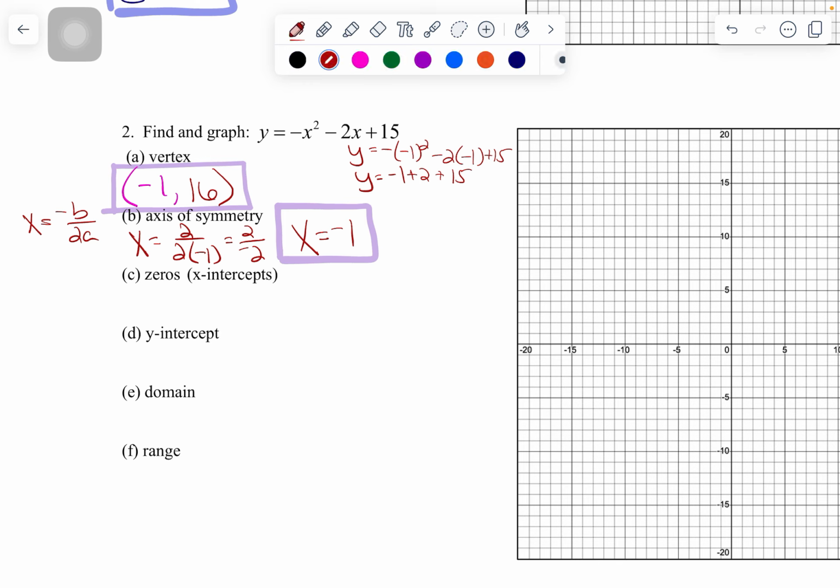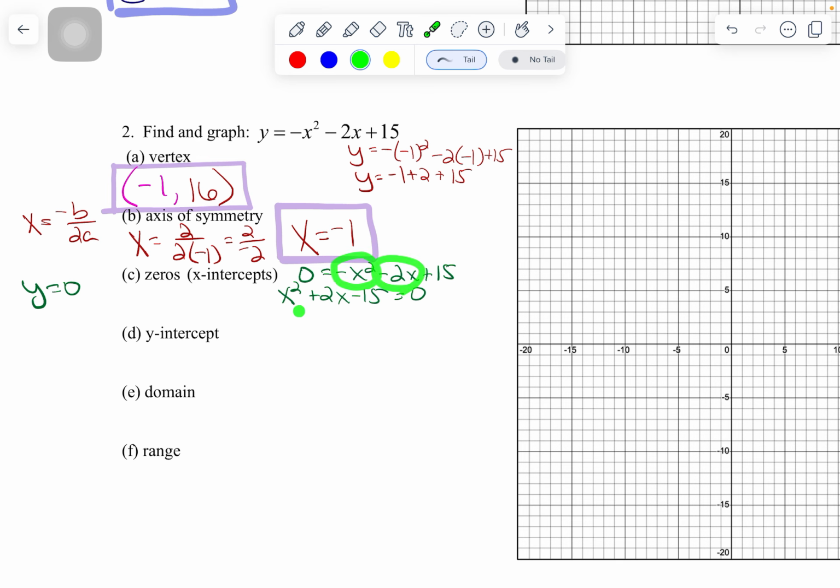Let's talk about my zeros, my x-intercepts. All right, so to find the x-intercepts, we're going to make y equal to 0. So 0 equals -x squared minus 2x plus 15. I'm not a huge fan of the negative here. In prior videos, I moved everything to the left side to make it positive, so that's exactly what I'm going to do here. When you do that movement, all of your terms change sign. So the x squared that was negative and the 2x that was negative are now becoming positive, and the 15 that was positive becomes negative.